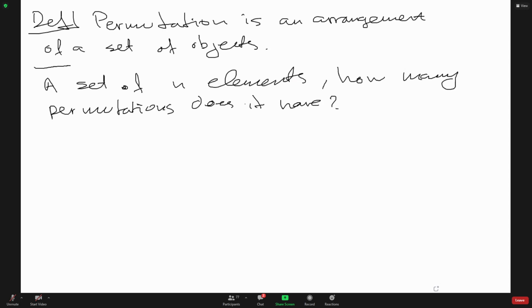N factorial divided by n minus r factorial. I knew that a leaf would work because it's 5 of you, so at least one of you would answer, right? So, yes, it is n factorial. Thank you. So, why is it n factorial?